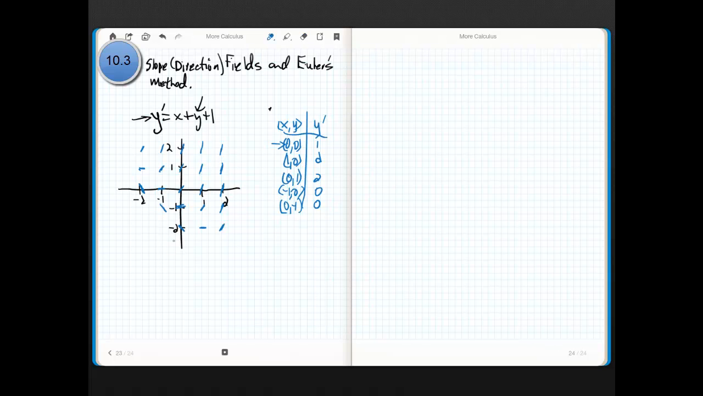Huh, that's kind of cool. How about negative 2, negative 1? Negative 2 minus 1 is negative 3, plus 1, that's negative 2. So down here, this thing appears to be pretty steep, down like that, right? Negative 1, negative 2, that's negative 3 plus 1, that's negative 2 as well. And then negative 2 is negative 4, plus 1 is negative 3. Now, let's see if we can interpret what's going on here.